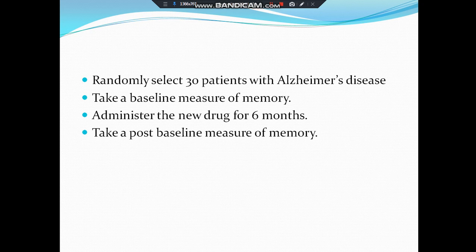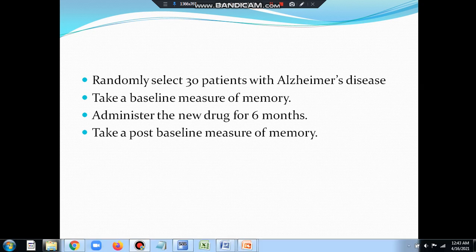So once the baseline measure is taken, the new drug is administered for a period of 6 months for all the patients in the sample. And at the end of the sixth month, again the patients are measured, the memory scores are obtained, which is called the post-baseline measurement. So currently we have two measurements. One is the baseline measurement obtained before the drug is administered, and second is the post-baseline measurement, which is obtained after the administration of the studied drug. So now we have two measurements for each patient.